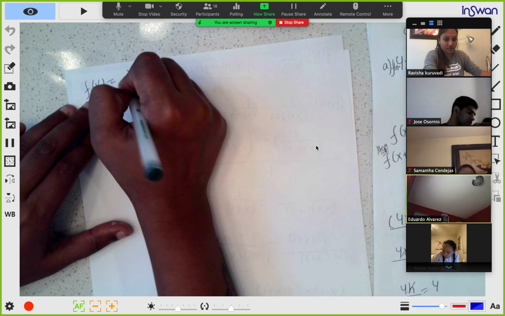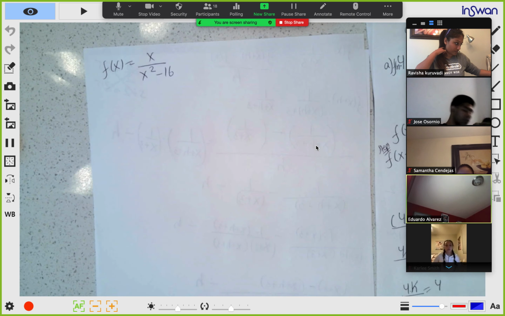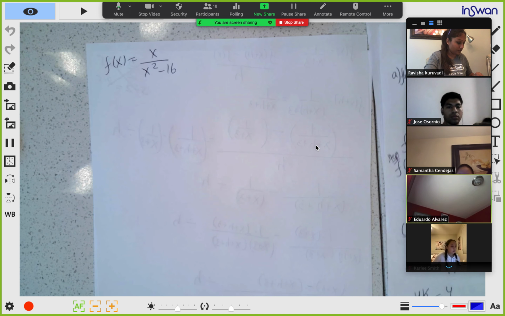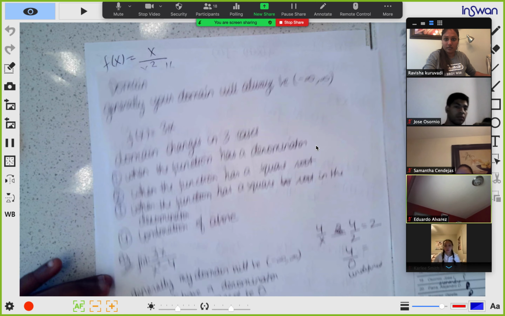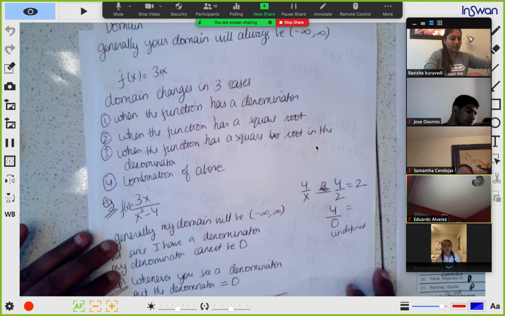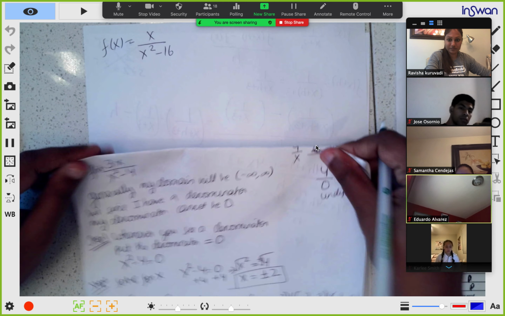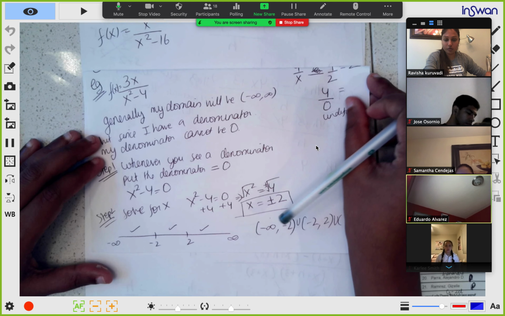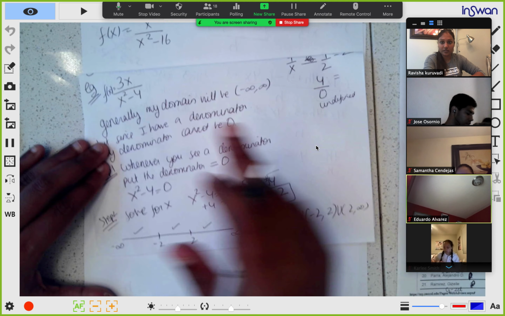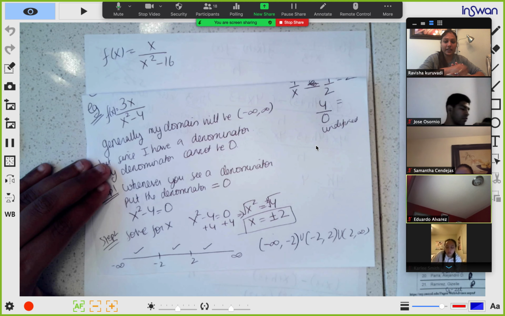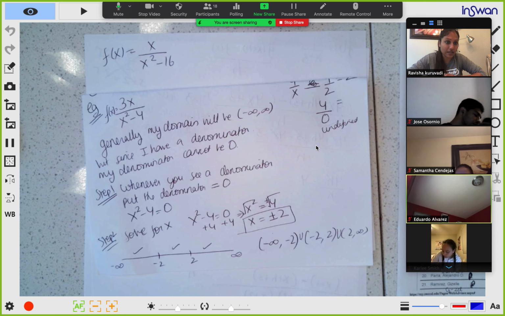Can you go back to the previous page? I need to finish up the second step. Yeah, sure, I can do that. Just a second. Everyone else, if you're done, I want you to start doing the problem on the top. f(x) is equal to x over x squared minus 16.